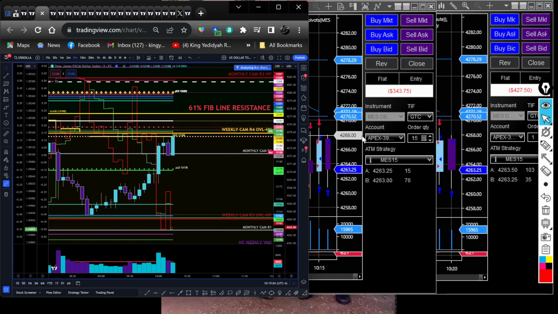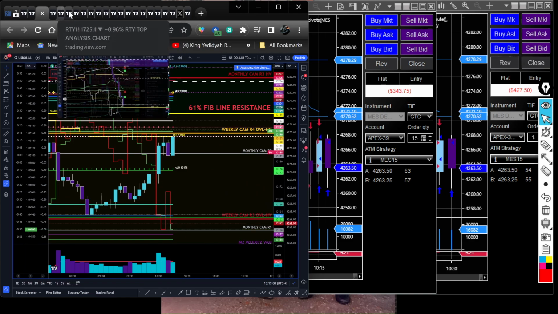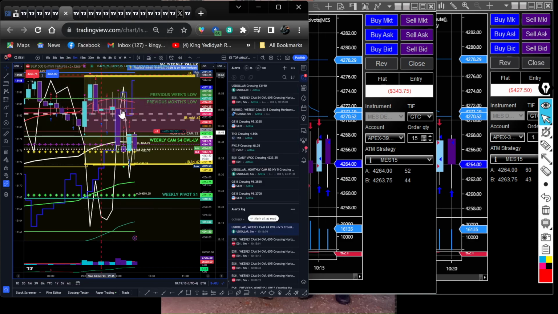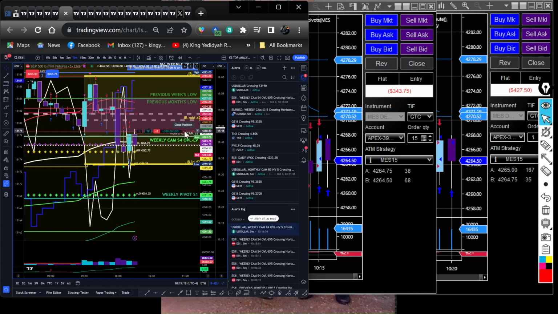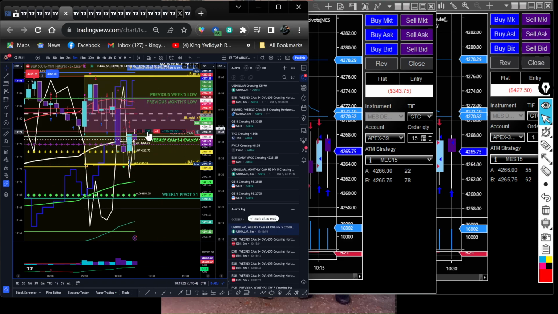Trying to think if I should just call it quits or what. Now it's moving down again. Man. Oh wait, I didn't get stopped out on this trade. On the paper trade. Damn. It just closed it off for good measure, just to stay in sync with what I'm doing.